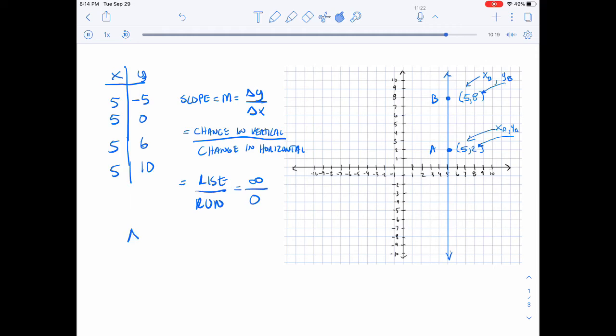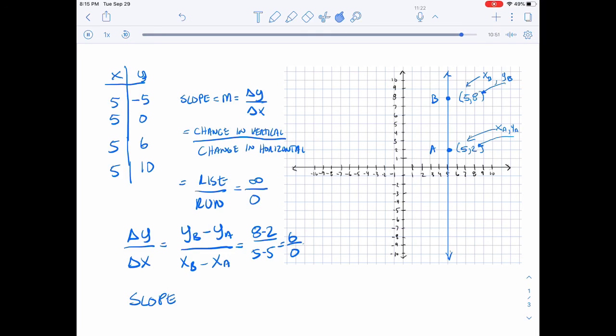In other words, the change in y over the change in x would be equivalent to the y coordinate of B minus the y coordinate of A over the x coordinate of B minus the x coordinate of A. Let's substitute our values in there. So we'd have 8 minus 2 over 5 minus 5, which is equivalent to 6 over 0. Well, we cannot divide a number by 0, so we would call this slope undefined.